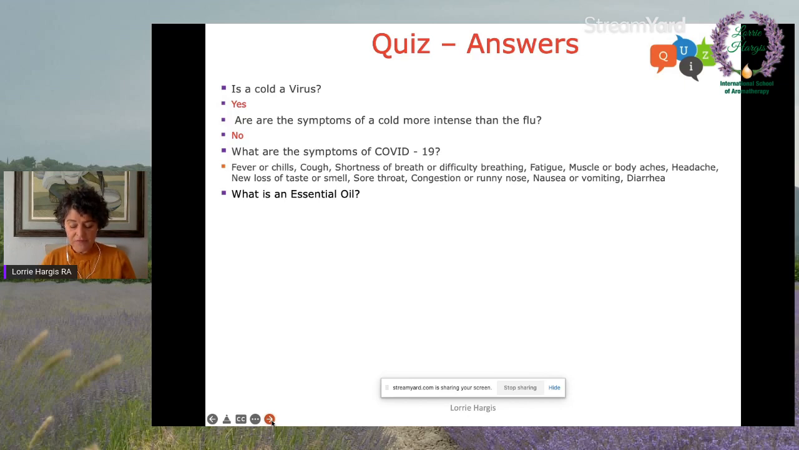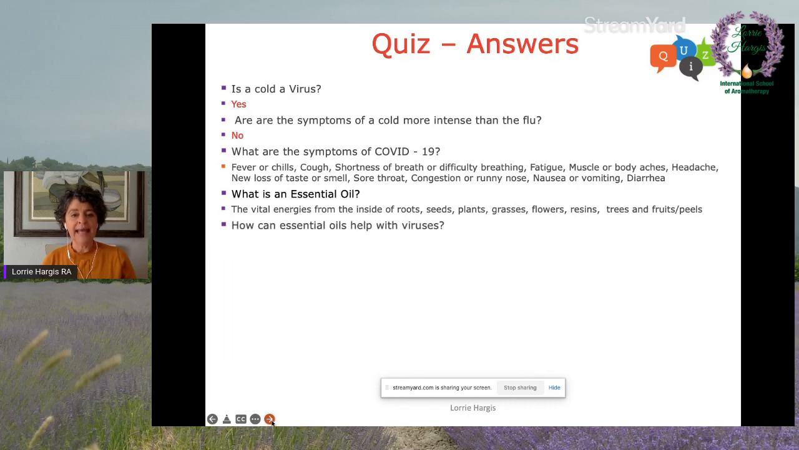Vital energies from various parts of plants, grasses, flowers, resins, trees. Excellent. Okay, that's right. The vital energies from the insides of roots, seeds, plants, grasses, flowers, resins, trees, fruits, peels, woods, right? Excellent, guys. Next question. Can essential oils help support with viruses?